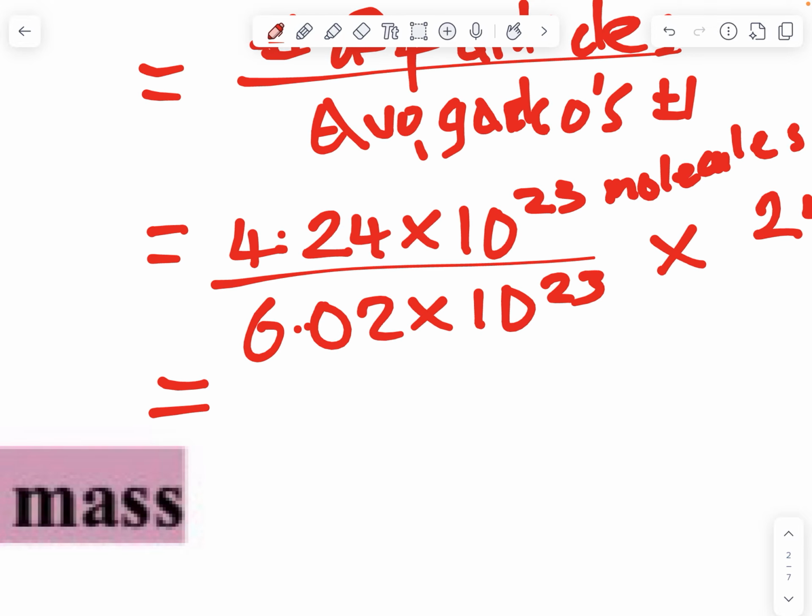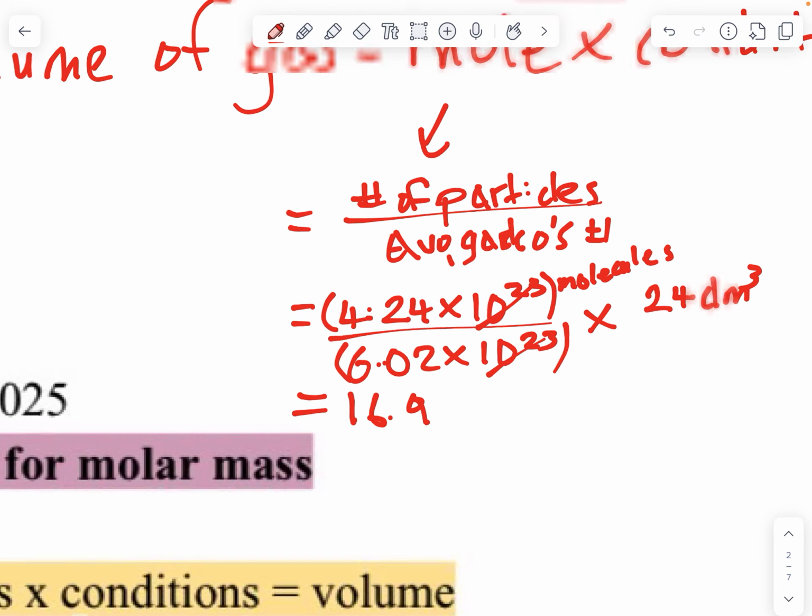Taking out my calculator again. When you work this in your calculator, you can use your brackets. It really does help when you use your brackets. Now for me, my simple way of doing it is that since both of these have the same power, 10 to the 23rd power, I'm going to cancel those powers and do my simple division. So it's 4.24 divided by 6.02 times 24 dm cubed. And the answer that I get is 16.9.